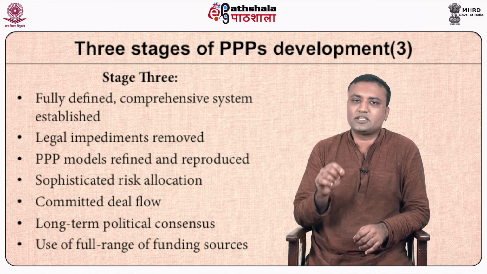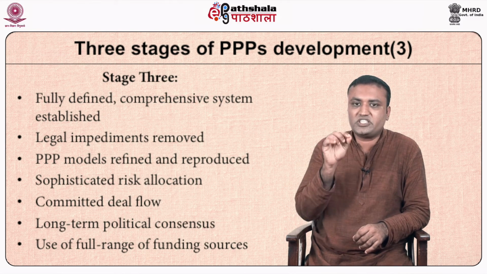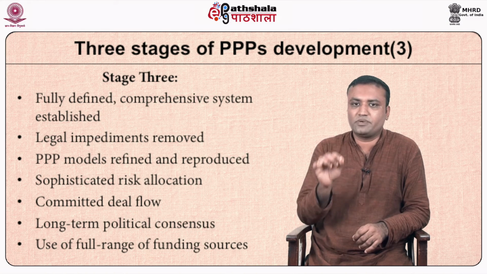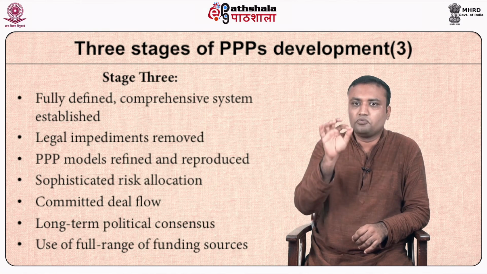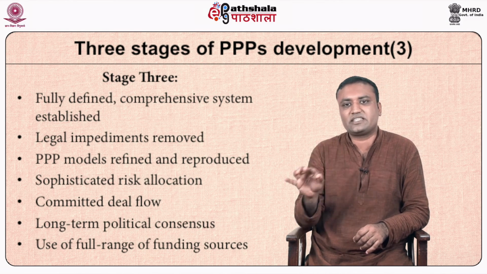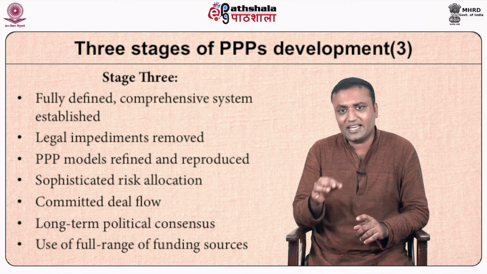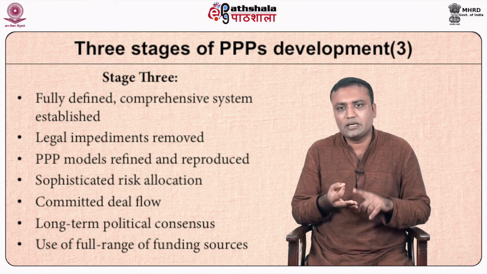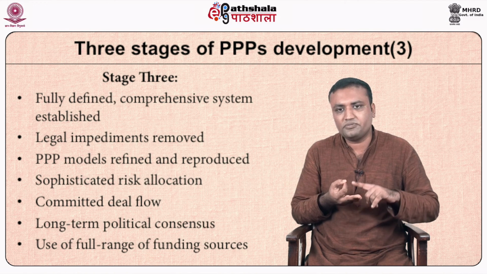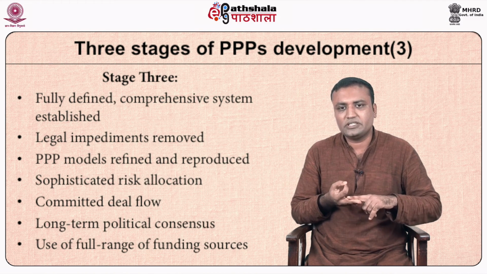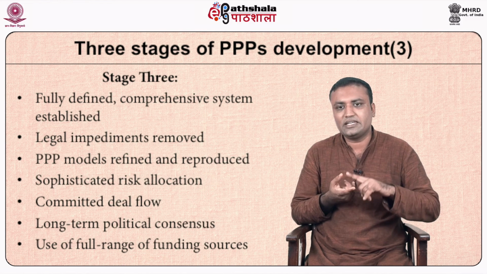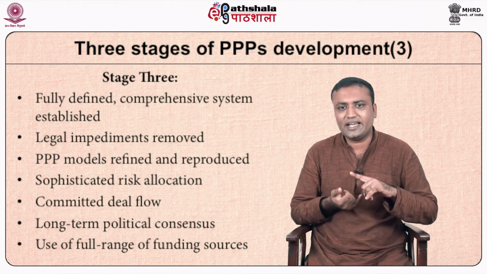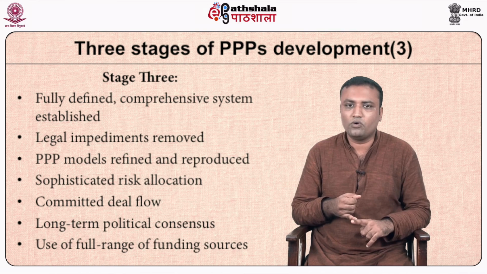Now, we will be discussing stage 3. The stage 3 of the public private partnership is, the first is a fully defined, comprehensive system established. The second is legal impediments removed. The third is public models refined and reproduced. Next is sophisticated risk allocation. The next is committed deal flow.